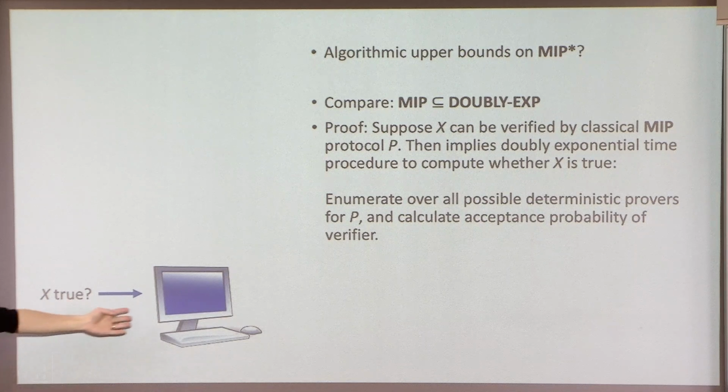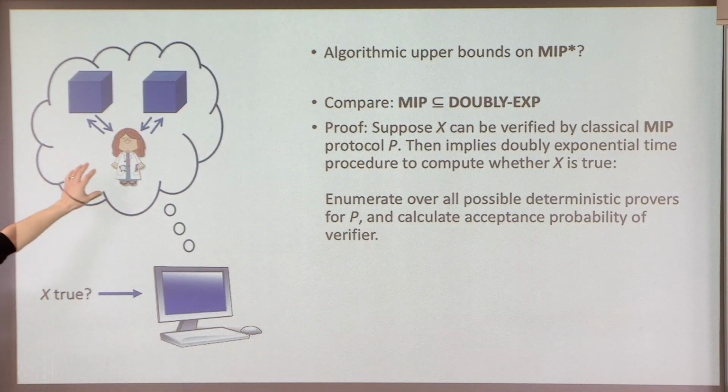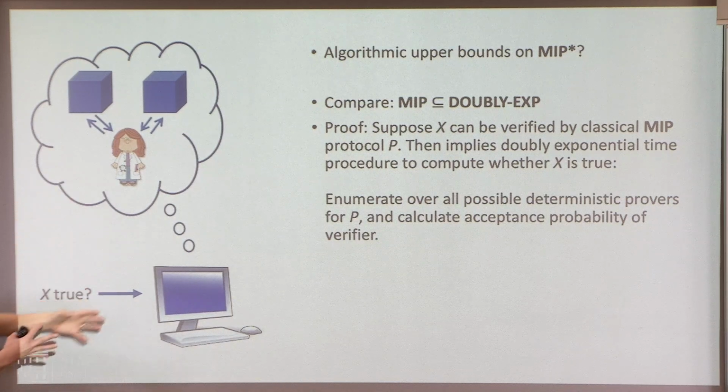Right? So here's a computer. It gets some statement, is X true? And all we know about X is that it's some statement that could have been verified in the classical MIP setting. But this computer doesn't have access to provers, so it just has to solve it itself. What it does is simulate in its head this MIP protocol. It's going to enumerate over all possible deterministic provers and calculate the acceptance probability of the verifier. And it uses the completeness and soundness guarantees of the original classical MIP protocol to figure out whether X is true or not. Right, so if X is true, then there eventually will be some provers that cause this verifier to accept. Otherwise, the verifier will always reject. And this takes only doubly exponential time.